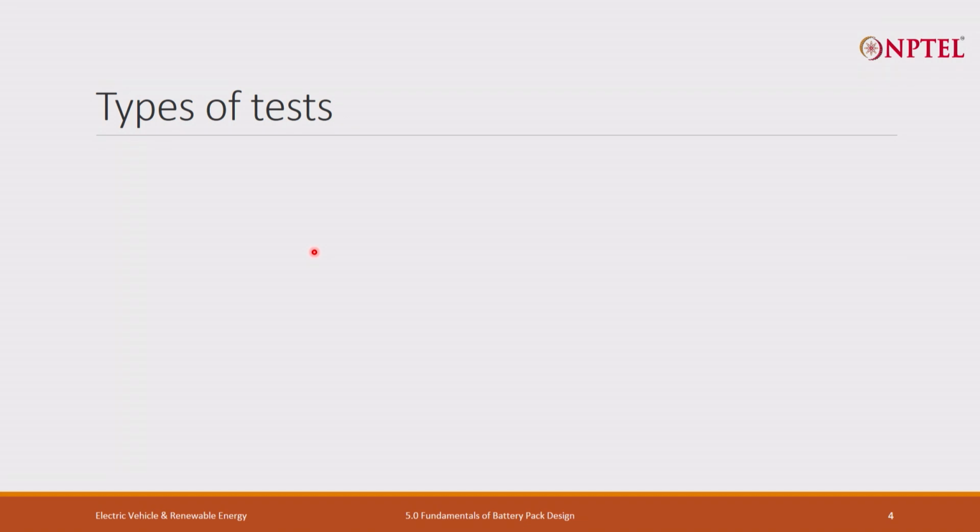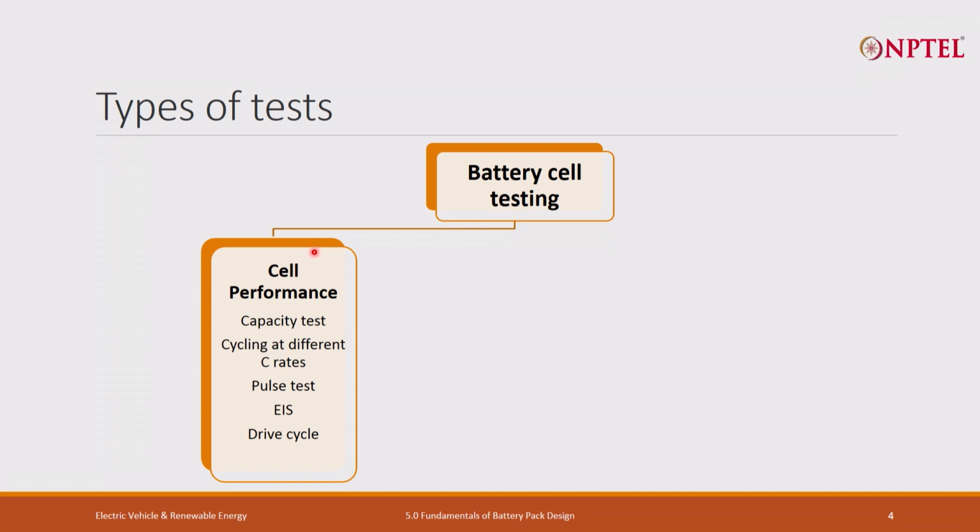Now let's see what are the different types of tests. First is the cell performance. Cell performance tests are basic level tests which one must know before they start using the cell. These tests are not very long, don't take much time, and you can do them in a day or two, depending on the type of test you perform. The first is the capacity test. This test is used to know what is the capacity of the cell. Then cycling at different C rates. This test will tell you how the cell's voltage profile will be at different C rates. And then the pulse test.